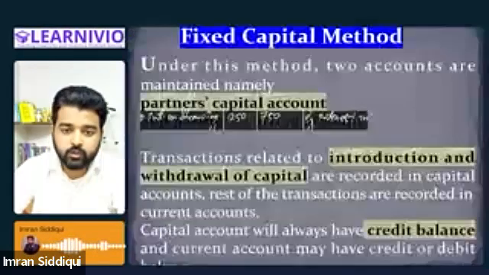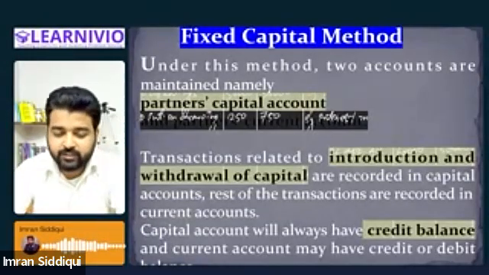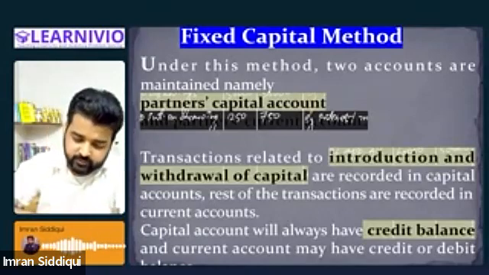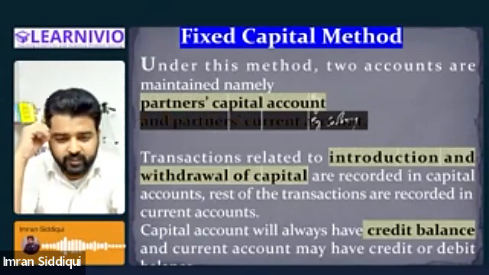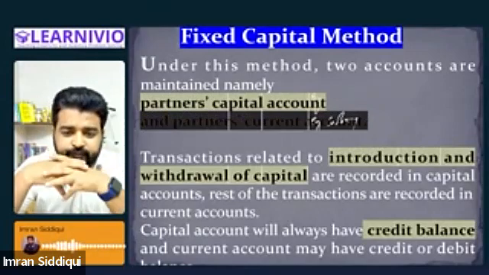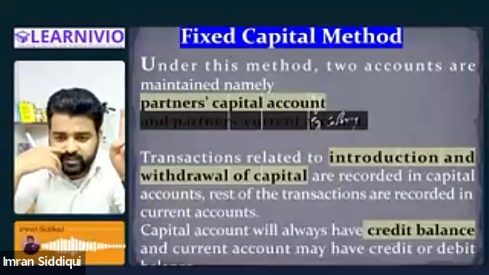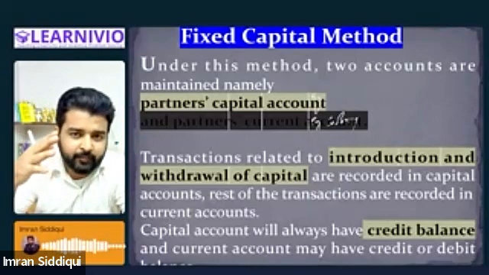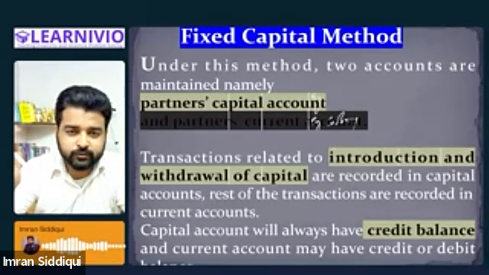All right, so now let's move to the next method, which is the fixed capital method. First of all, let's understand how the fixed capital method is different from the fluctuating capital method. While preparing the partner's capital account by the fixed capital method, we have to prepare two accounts. One is the current account, then we have to prepare the capital account. So all the components of the capital account that we used to record earlier in one single account will now be divided into two different accounts.